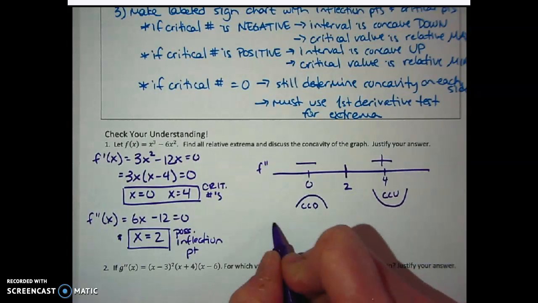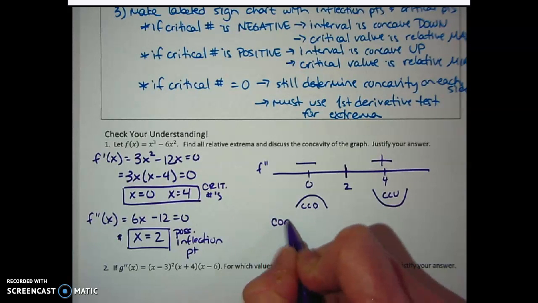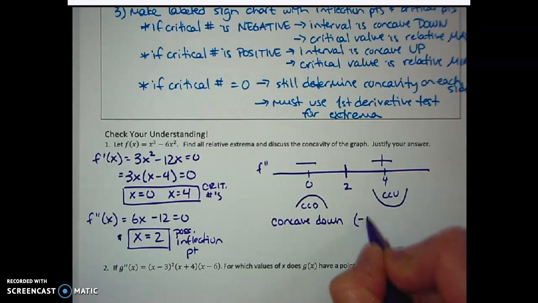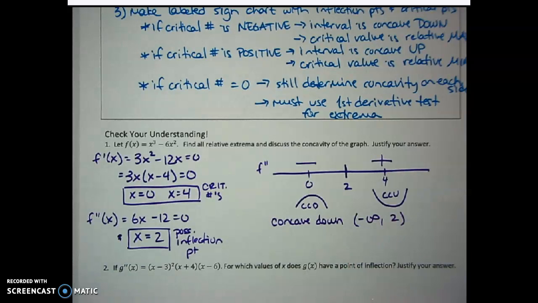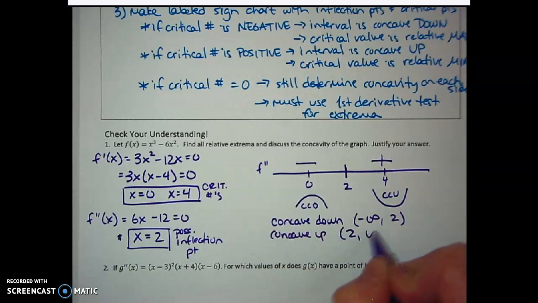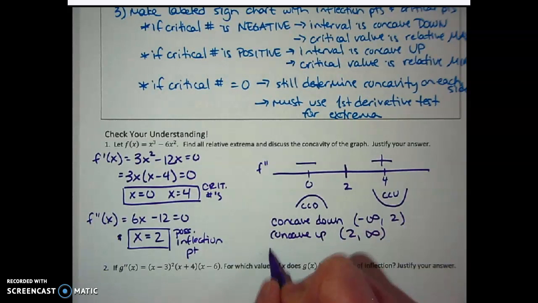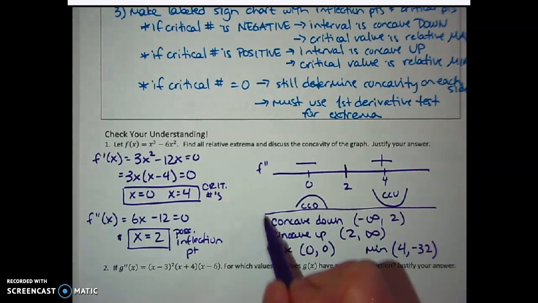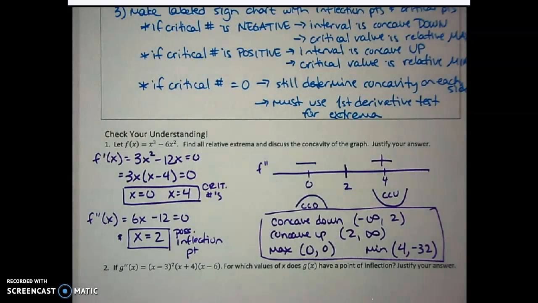So therefore, I can say that it is concave down on the interval from negative infinity to 2. It's concave up from 2 to infinity. I can also say that there's a max at 0. When I plug 0 into my original function, I get 0. And there's a relative min at 4. When I plug 4 into my original function, I get negative 32. So there I've discussed the concavity, and I've found all of my relative extrema.